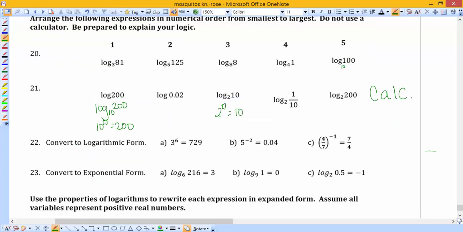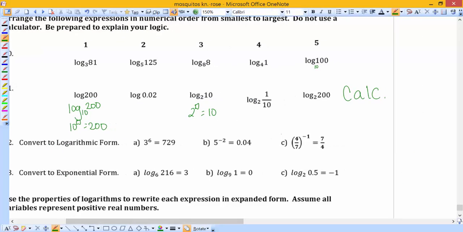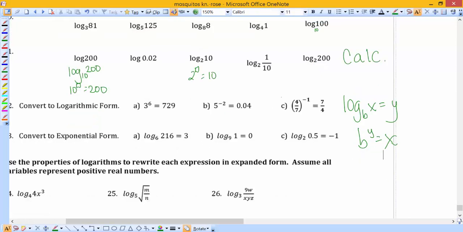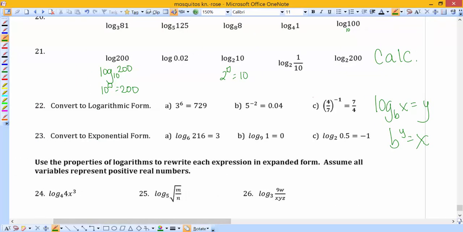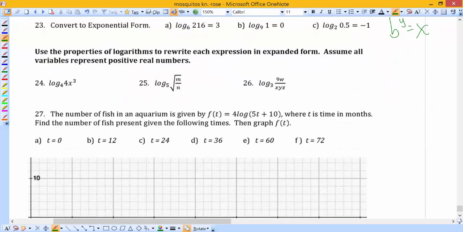Converting to logarithmic form in this next set. Don't forget log base b of x equals y, and b to the y equals x. And then we have properties here in this last group. Use your properties, use your foldable. Find the properties in your foldable and expand them. We've been doing this for a while now, so I expect you to be able to do those without guidance.